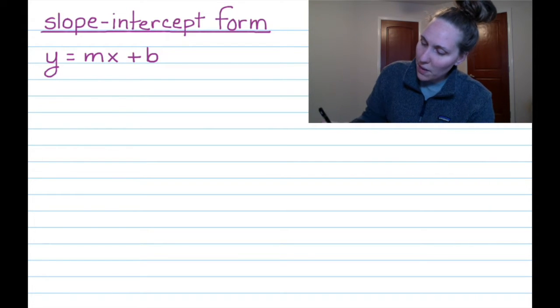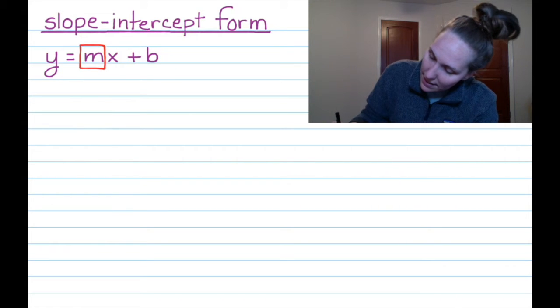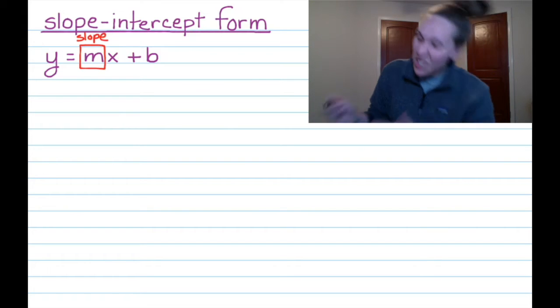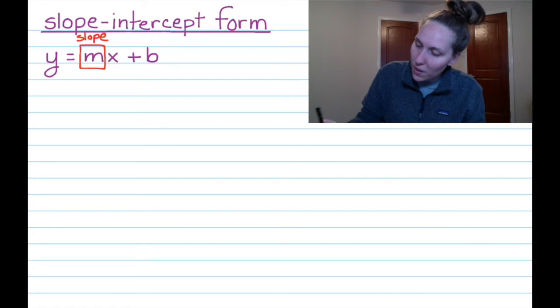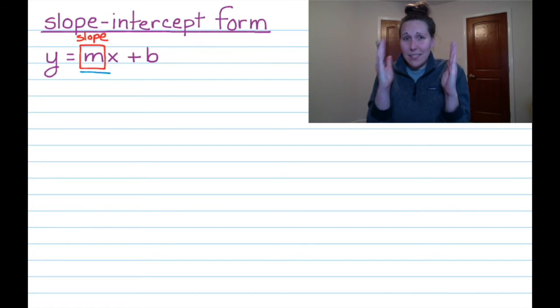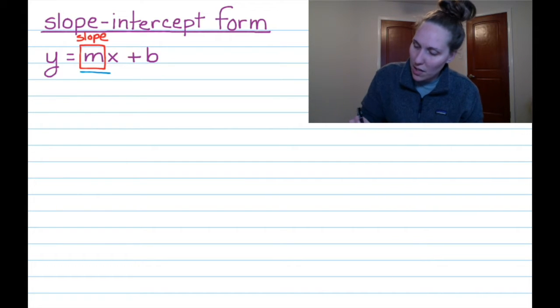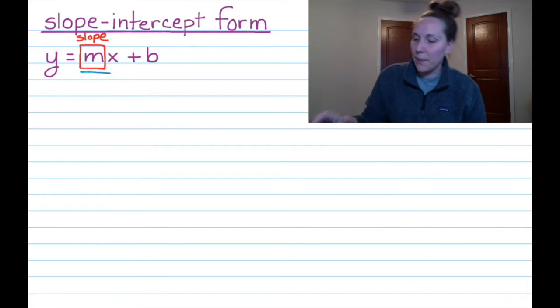And what this really means is that what we see here as m is actually our slope. And it's just m. It's really important that we recognize that it's only what is ever right up against x, touching x, being multiplied by x, that is going to be our slope when our equation is written in this form, y equals mx plus b.